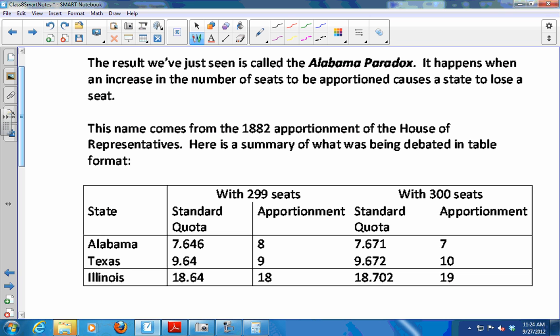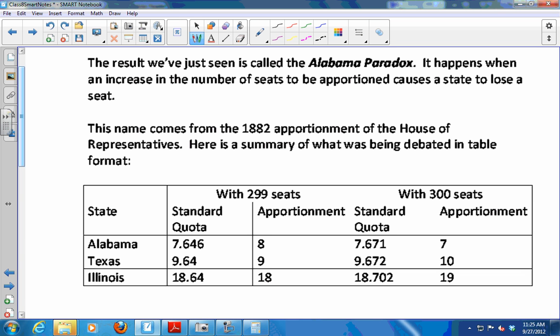So we did an apportionment with 299 seats and then an apportionment with 300 seats. When there were only 299 seats to give out, Alabama got 8 of them. And then when we increased it to 300 seats, there's one more seat to give out. We took one away from Alabama and increased both Texas and Illinois by 1. It doesn't make sense. That's why we call it a paradox. Yeah, so we call it the Alabama paradox. We have more things to give away. How am I losing, right?